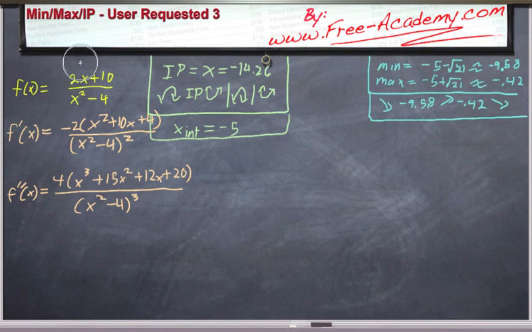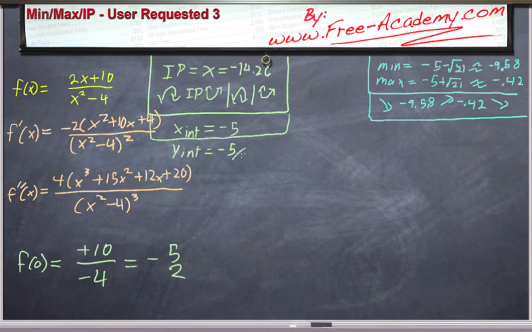We can figure out a y-intercept, which is where you set x equal to 0. Our y-intercept occurs where we plug in x equals 0. So f of 0 is equal to 2 times 0, positive 10, over negative 4. So equals negative 5 halves. It's useful to keep that around.